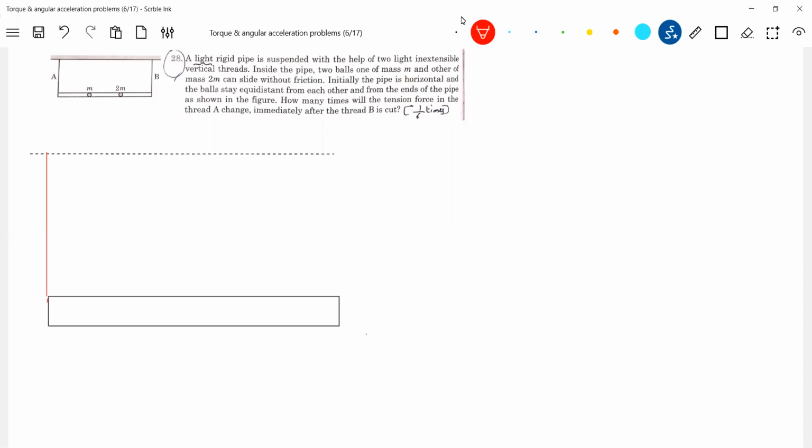There's a string connected here. One ball is there at a distance L by 3. Look at that one. One is at a distance L by 3, another is at a distance 2L by 3, and the mass of the particles.